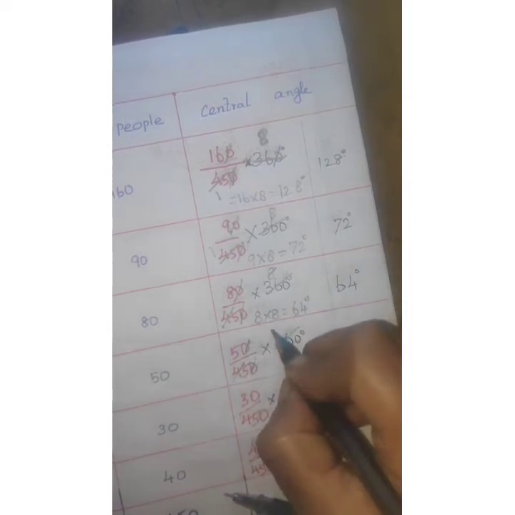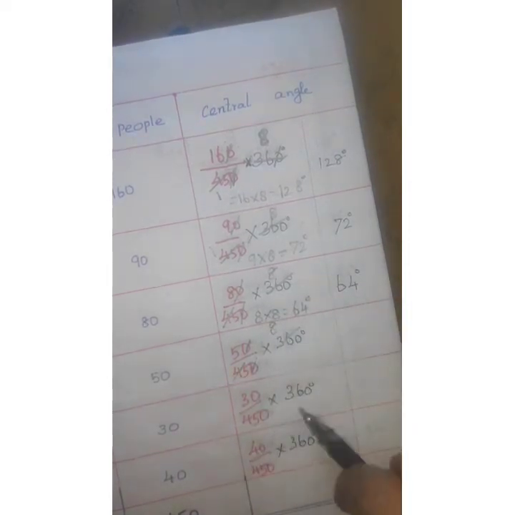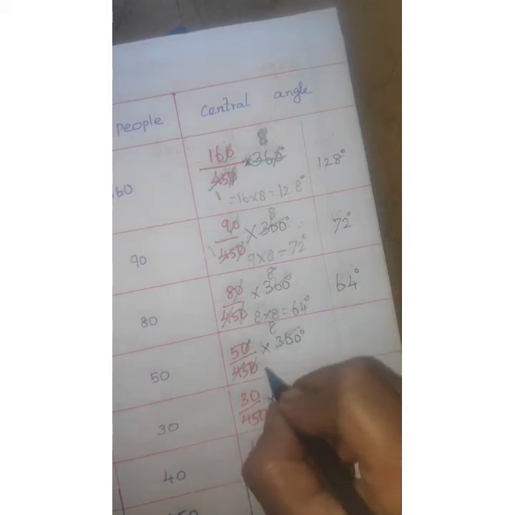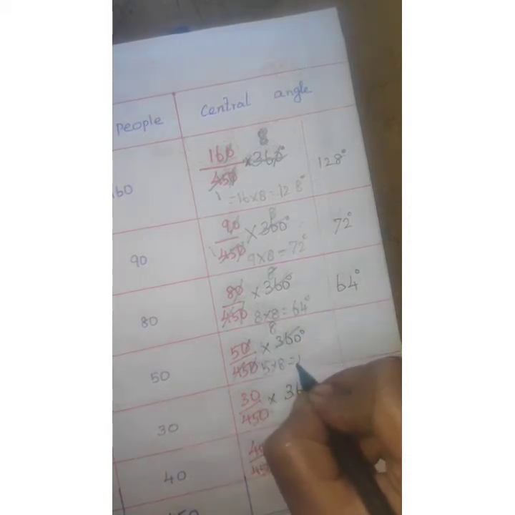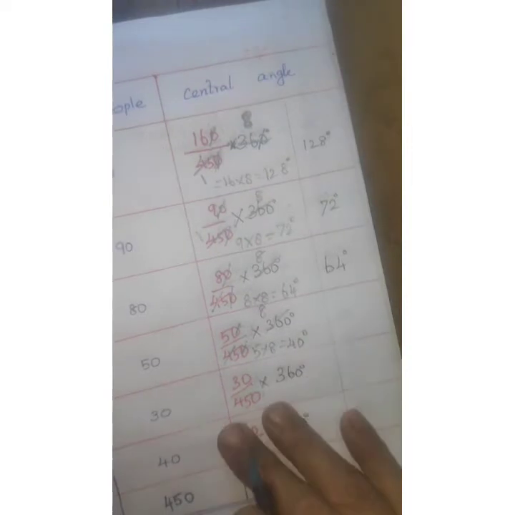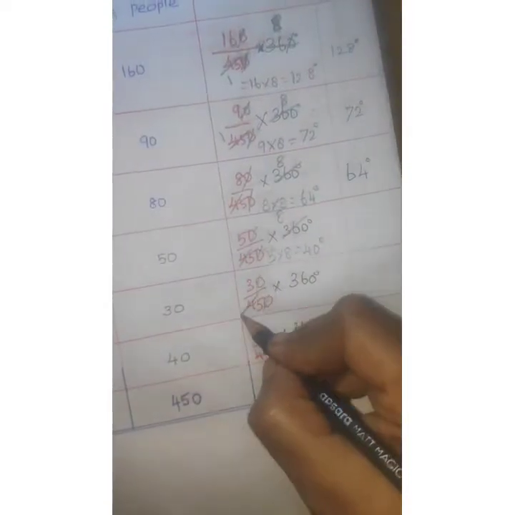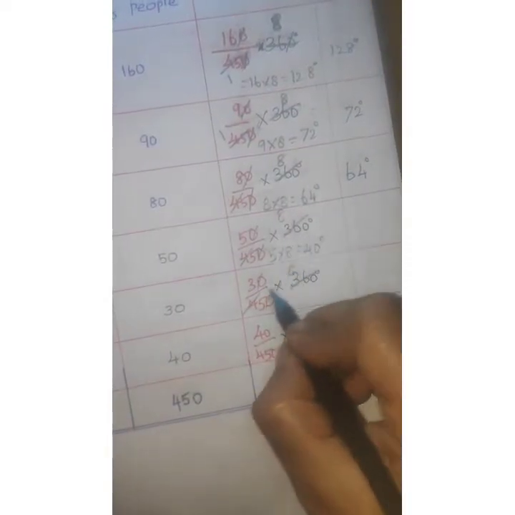145 is 45. 8 into 45 is 360 degree. So 5 into 8 equals 40 degree. Same also, strike out the zeros. 145 is 45. 8 into 45 is 360.